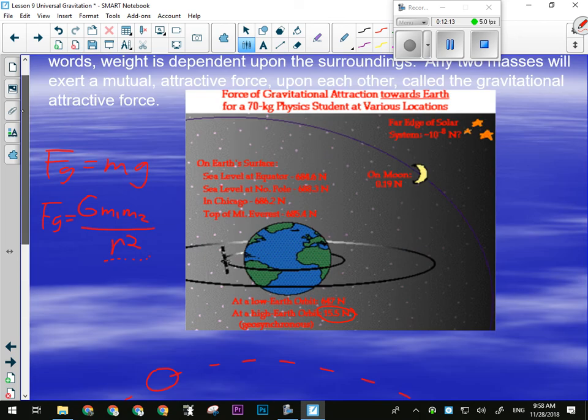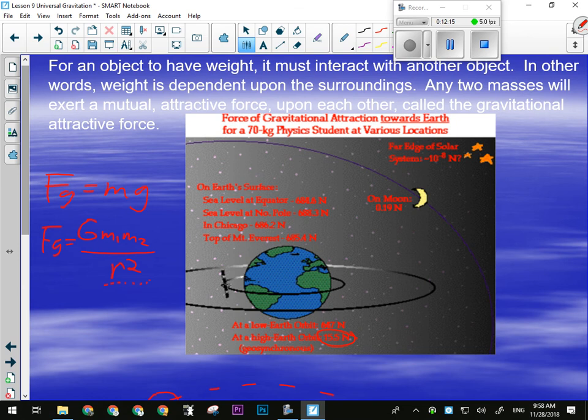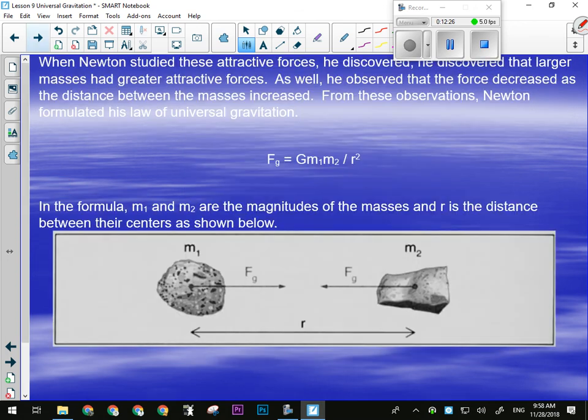Everybody follow me there? So the big thing we need to get out of this slide is the effect of separation distance, and that the force between two objects is mutual. All right, so this is Newton's universal law of gravitation: big G times m1 times m2 over r squared.